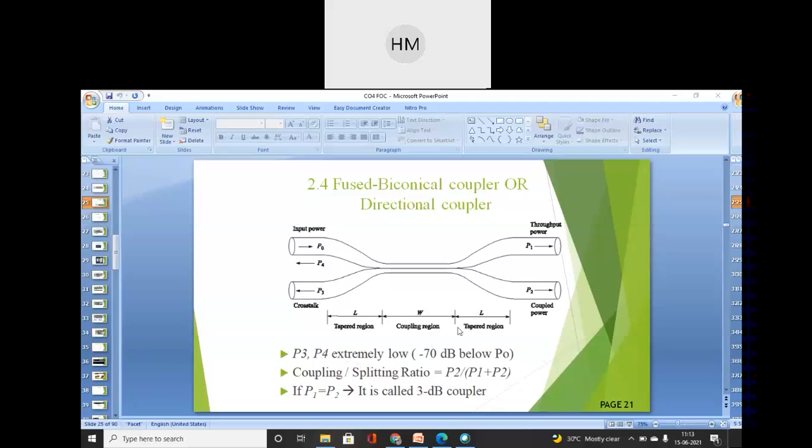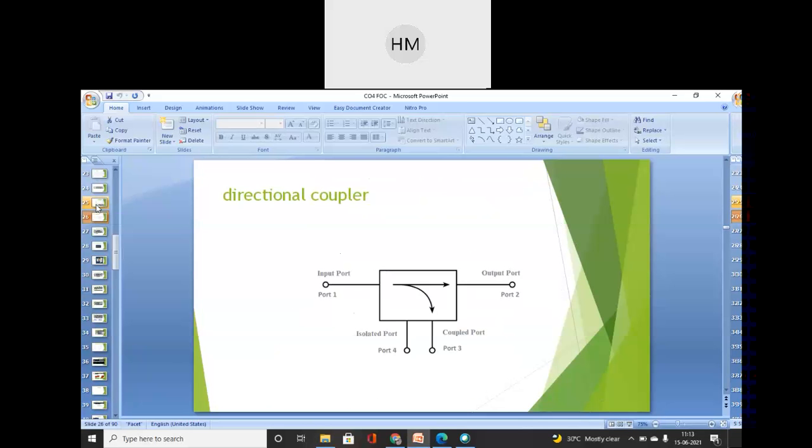Coupling splitting ratio is given by P2 upon P1 plus P2. Split ratio: the power is split. P0 is the input power, and P1 and P2 are the powers generated by this P0 power. If P1 equals P2, we have seen a 3dB coupler. We have seen all this basic definition. This is my directional coupler diagram showing all the ports. You can draw this block diagram of the directional coupler.